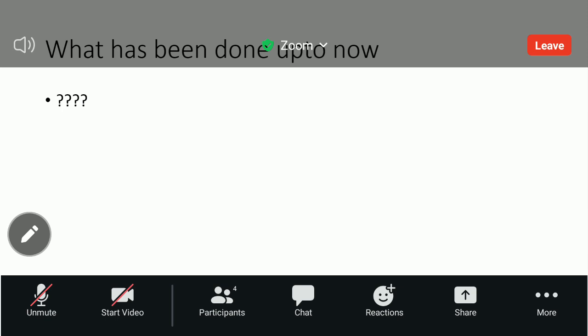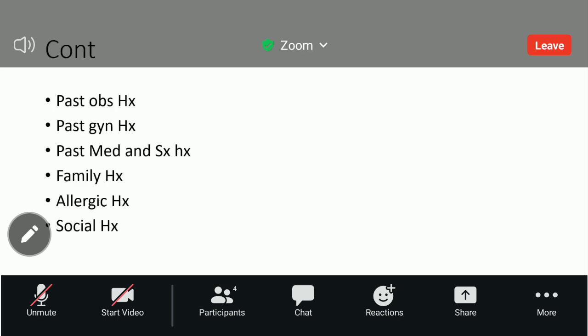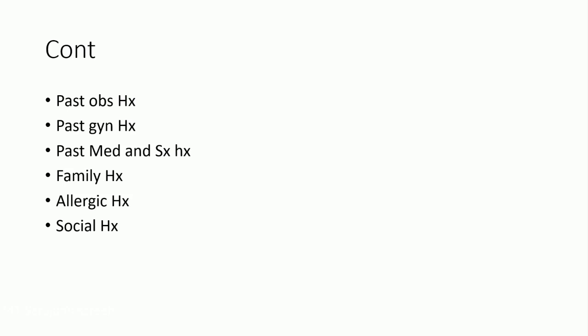Okay, then the continuation, the rest of the history, just make sure that you are covering this part. They are giving separate marks for each component, past medical history, past gynecological history. Even if you have gathered the information in the history of presenting complaint, just mention at least one sentence in each segment. Make sure that you are covering all the components, so you will get the full marks.